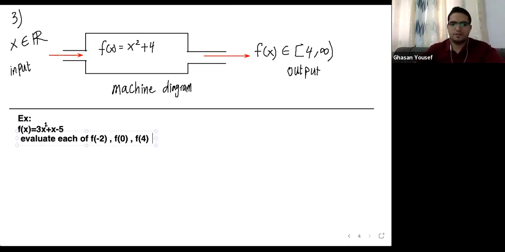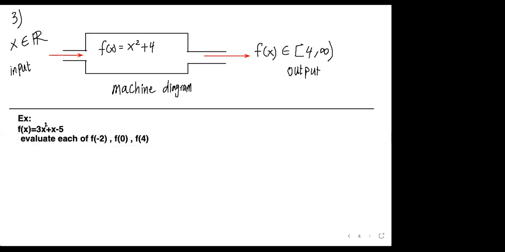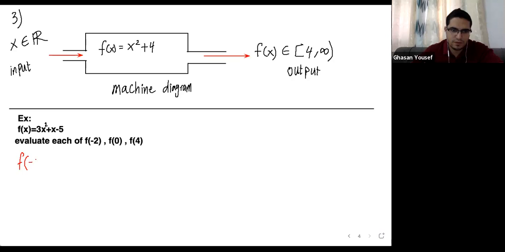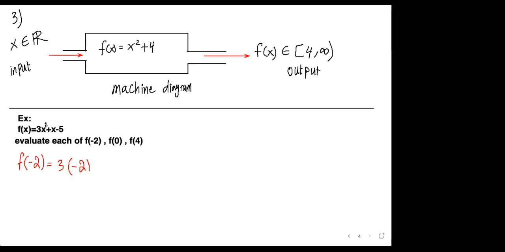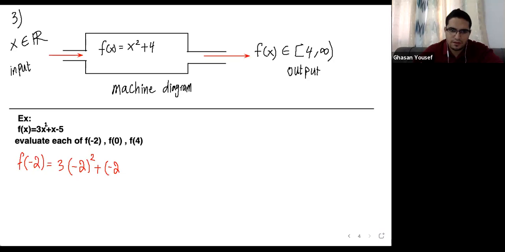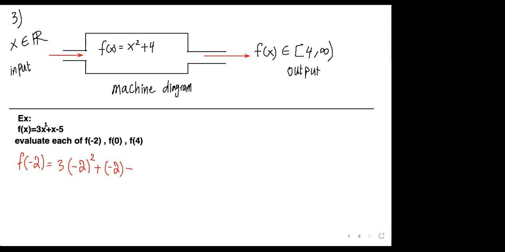F of minus 2. So 3 times minus 2 squared, plus minus 2, and minus 5. Okay, let's do it together. F of minus 2 equals 3 times minus 2 squared, plus minus 2, and minus 5.